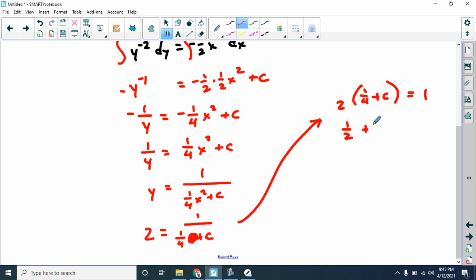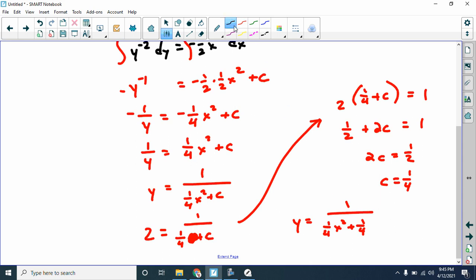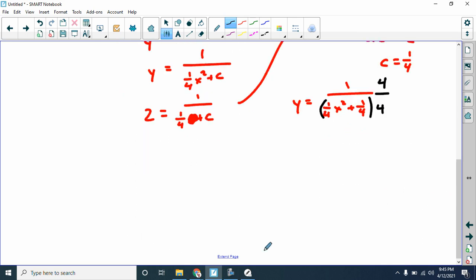So I get 1/2 plus 2c equals 1. Subtract 1/2. Divide by 2, I get c equals 1/4. So y equals 1 over 1/4 x squared plus 1/4. We don't want a compound fraction. We don't want that fraction within a fraction. So we can clear out these 1/4 by multiplying by 4, which is fine as long as we also multiply the top by 4. So y equals 4 over x squared plus 1/4.